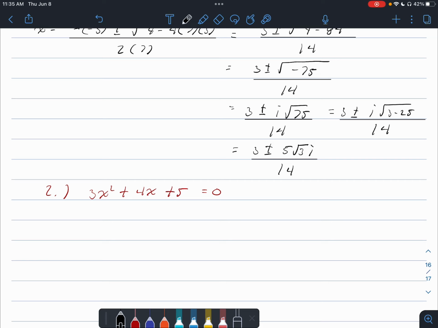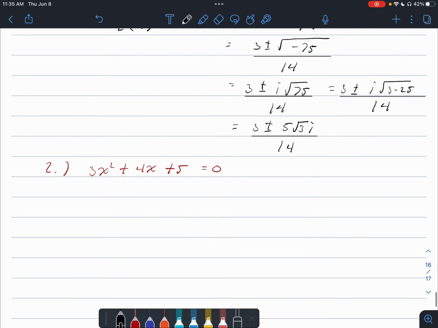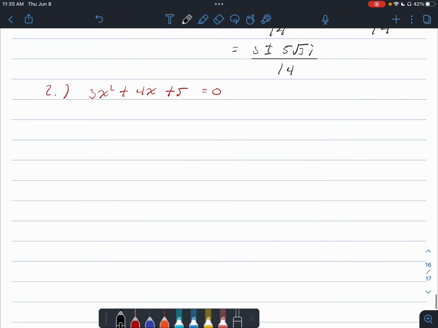Nothing else really changes here other than the fact that we have complex numbers. The whole process is exactly the same. It's just as you're simplifying it, you have to deal with square roots of negative numbers. Okay, so let's see one more example of this.